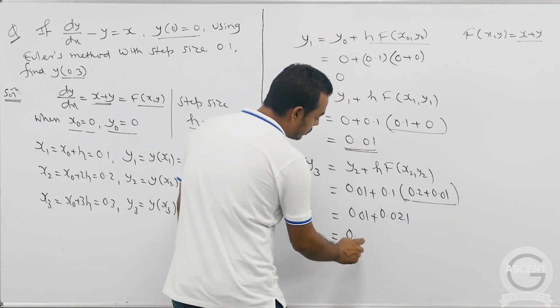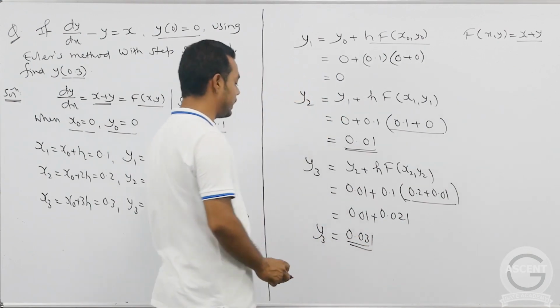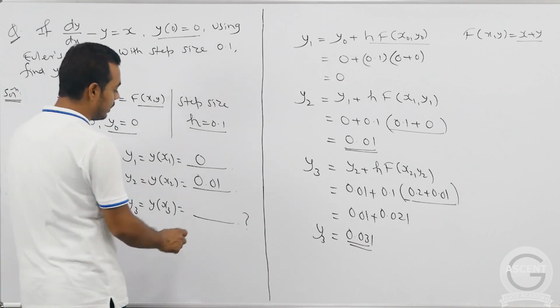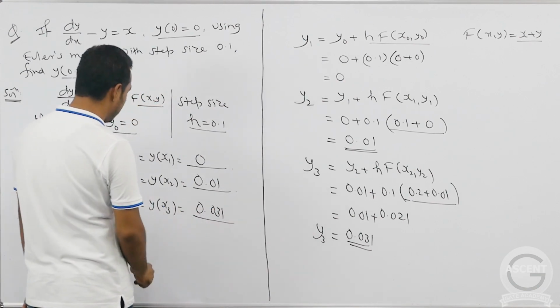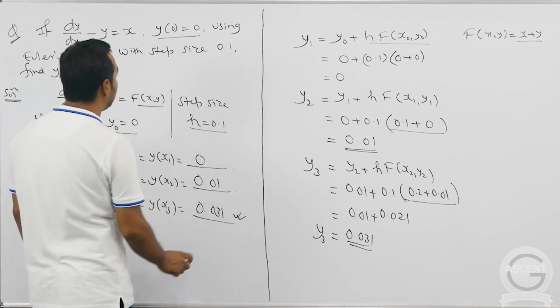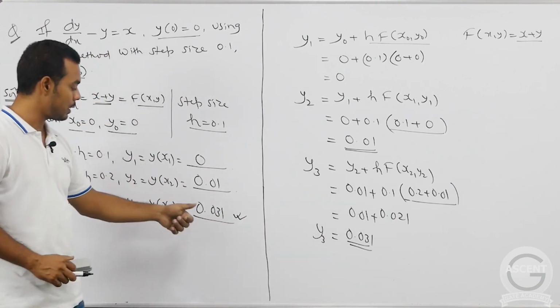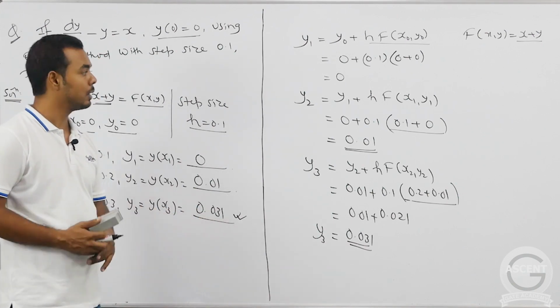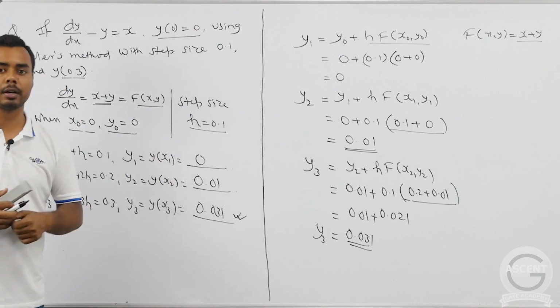Now if you add these two, you will get 0.031. So this will be the value of y3, which we had to calculate. The value of y3 is 0.031. So this will be the answer. We had to calculate the value of y when x is 0.3, so the value of y when x is 0.3 is 0.031. After this, we'll talk about the other two methods, RK2 method and RK4 method.